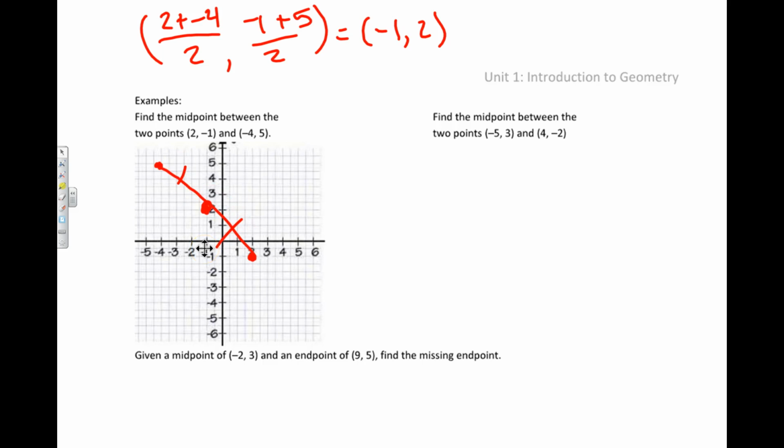So you don't have to graph it to do this. Here I've got 2 points, -5, 3, and 4, 2. I want you guys now to apply this formula and try this guy now on your own.